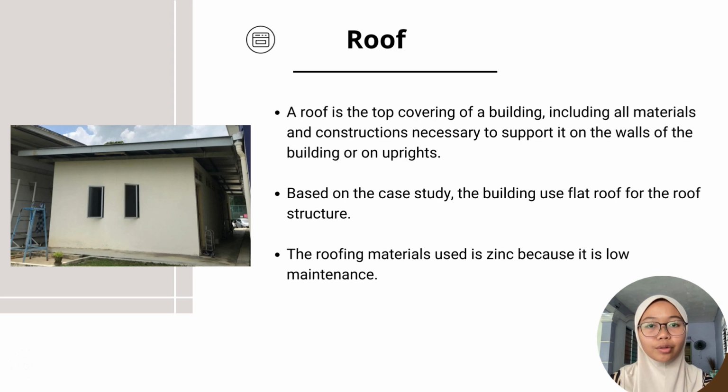Next, let's move on with the roof. A roof is the top covering of a building, including all materials and constructions necessary to support it on the walls of the building or on uprights. Based on the case study, the building used a flat roof for the roof structure. The roofing material used is zinc because it is low maintenance. Aside from ensuring the roof is free from fallen debris such as leaves, little upkeep is required. Zinc is 100% recyclable and environmentally friendly. Other than that, zinc takes less energy to produce than other metal roofing solutions because of its lower melting point.